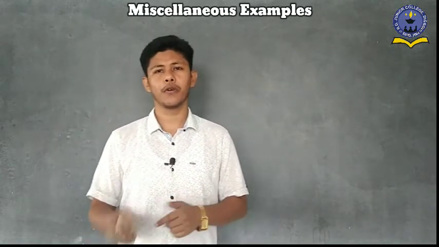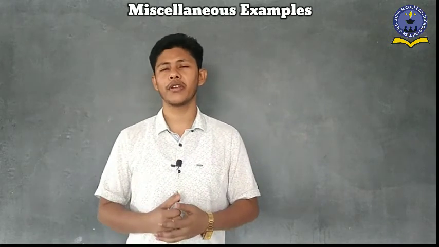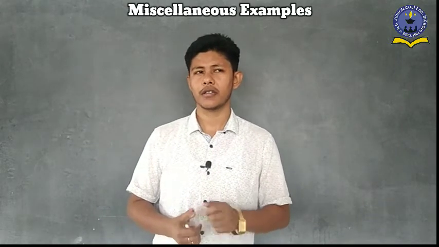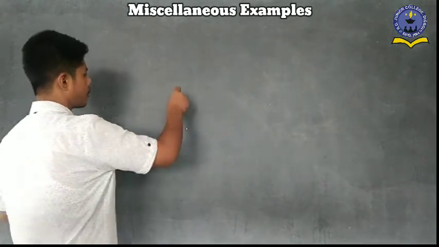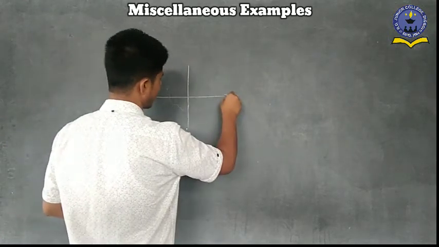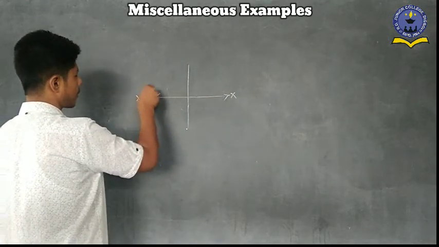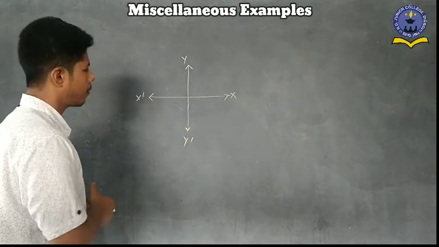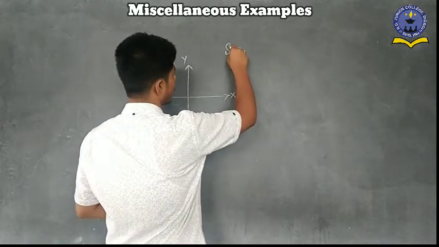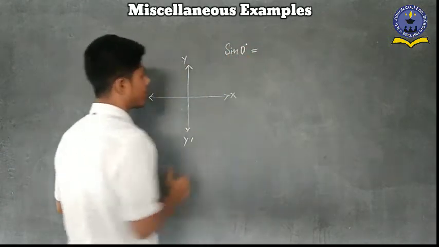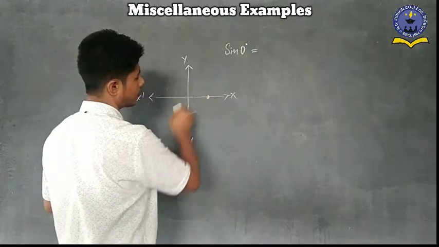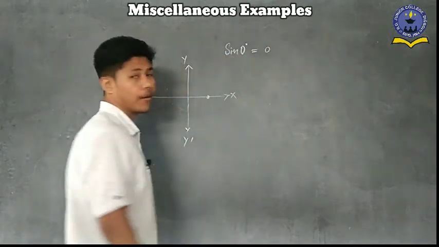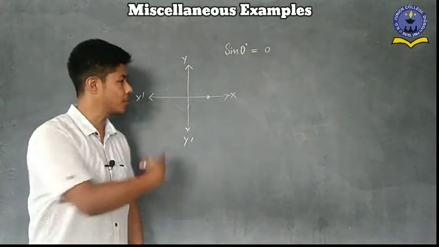Is it clear? Before we start this question, we need some trigonometric results. So first we have to discuss this. Let's see here. Suppose we consider an xy plane. This one is x, here it is x dash, this one is y, and here it is y dash. If anyone asks you the value of sine 0 degree, that means 0 degree lies here, isn't it? So what is the value of sine 0? The value is 0. All of you know this: sine 0 equals 0.